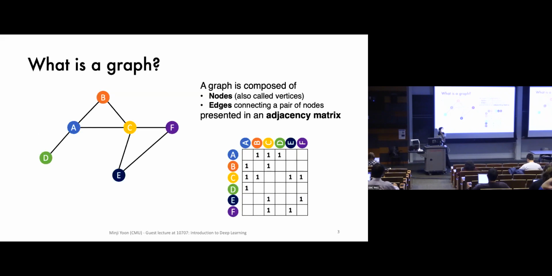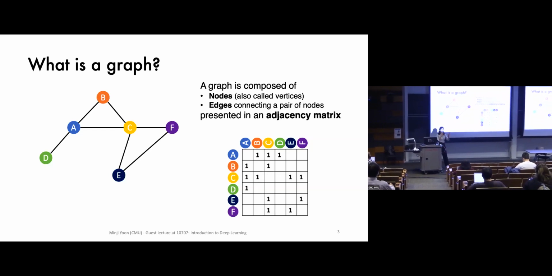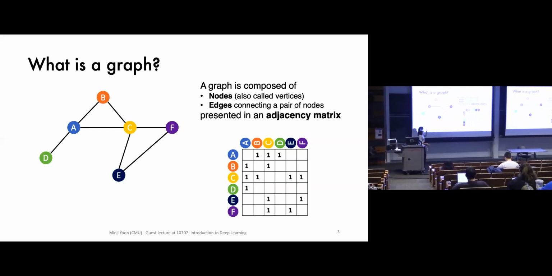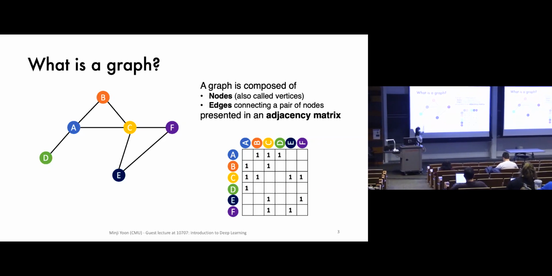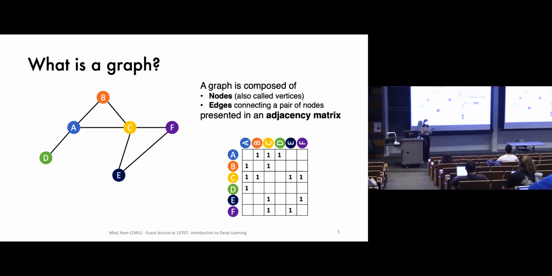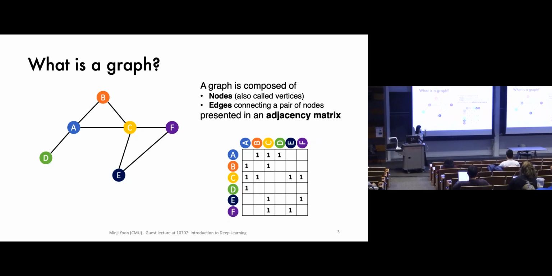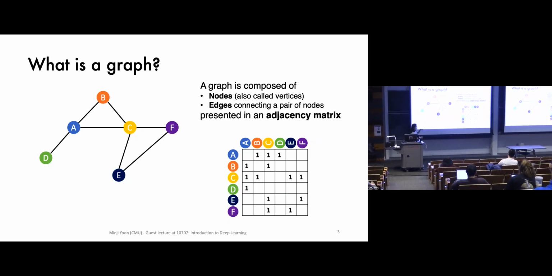Before talking about graph neural networks, we need to first ask a principal question: what is a graph? A graph is composed of individual data entities, which are represented as nodes in a graph, and relationships between those individual entities as edges in the graph. And this graph structure should be represented in a fixed form because we cannot just hand this drawing over to the computers. So how we usually represent the graph is in the adjacency matrix form.